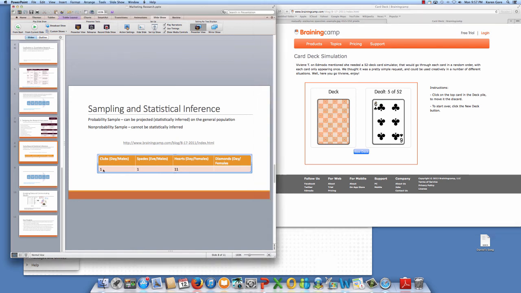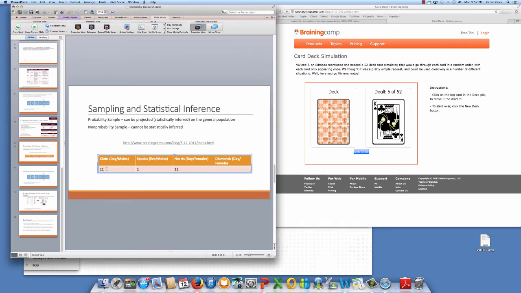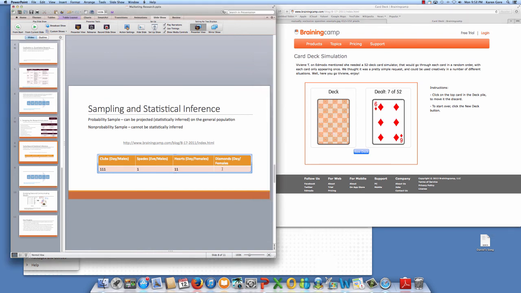We have another day male student, or a club. We have another day male student, or a club. Wonder how many you think we'll have to draw. And finally, we have our diamonds. So in actuality, we would have only had to draw 3, 4, 5, 6, 7 cards.